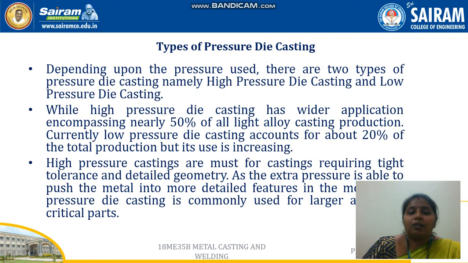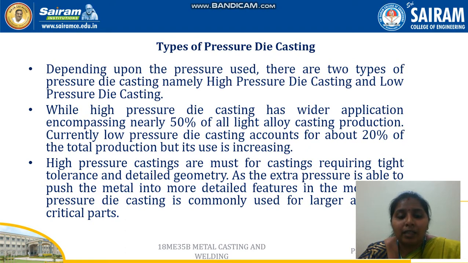The next is about the types of pressure die casting. Depending upon the pressure used, there are two types: high pressure die casting and low pressure die casting. While high pressure die casting has a wider application, encompassing nearly 50% of all light alloy casting production, low pressure die casting currently accounts for about 20% of the total production, but its use is increasing.